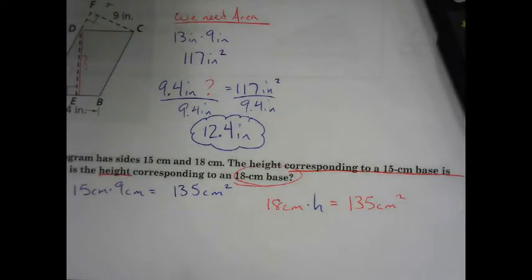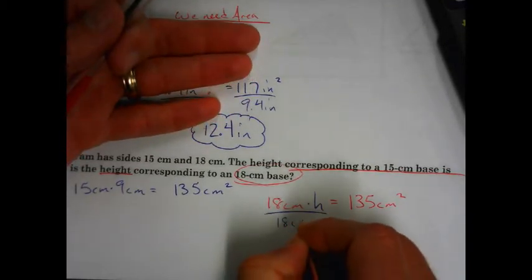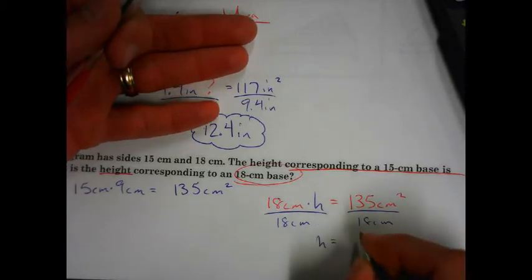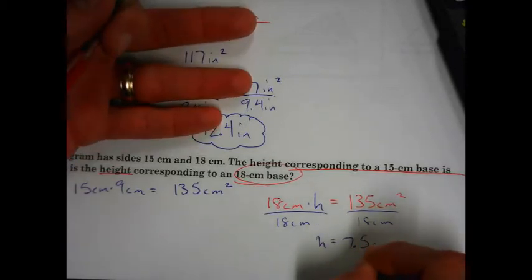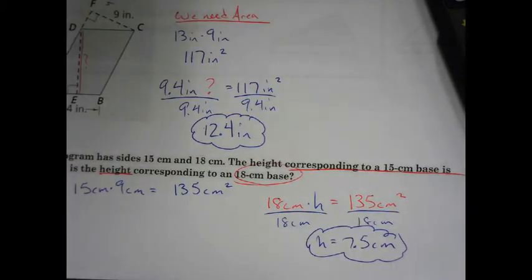So all we need to do then is divide 135 by 18. So we divide both sides by 18 centimeters, and the height will be 7.5 centimeters according to the other base. All right, so we got to work our way around a parallelogram a little bit.